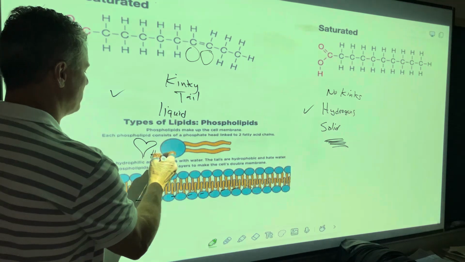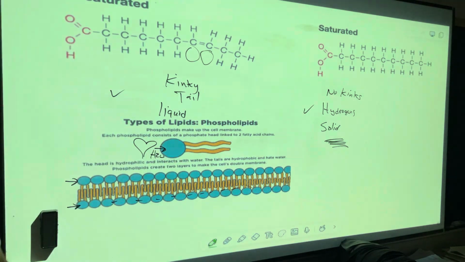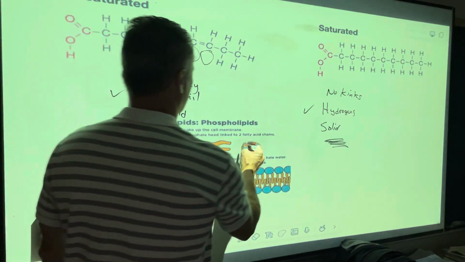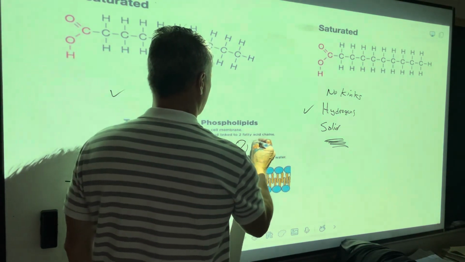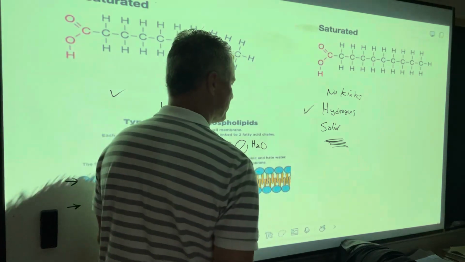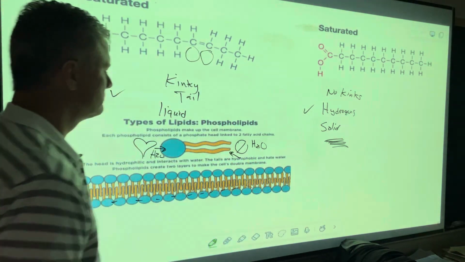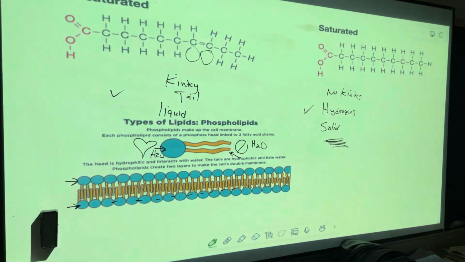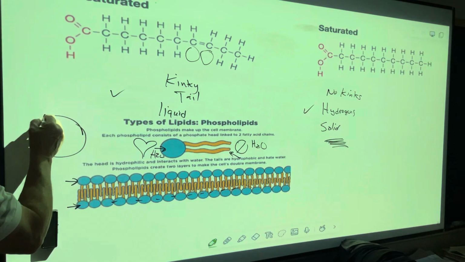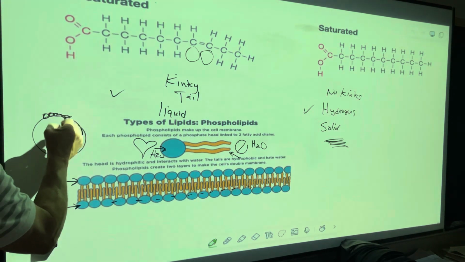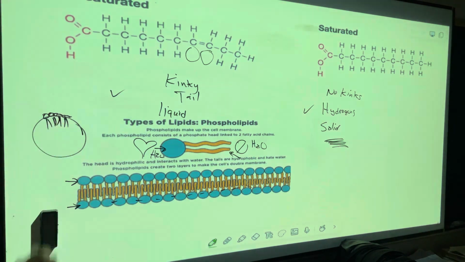This side loves H2O, so when it's in the presence of water, it will turn into it. This side hates H2O, so it'll turn away from water. So if you had a handful of those and threw them into water, they would make a bubble with the heads facing the water and the fatty acid tails inside. That's how that would work.